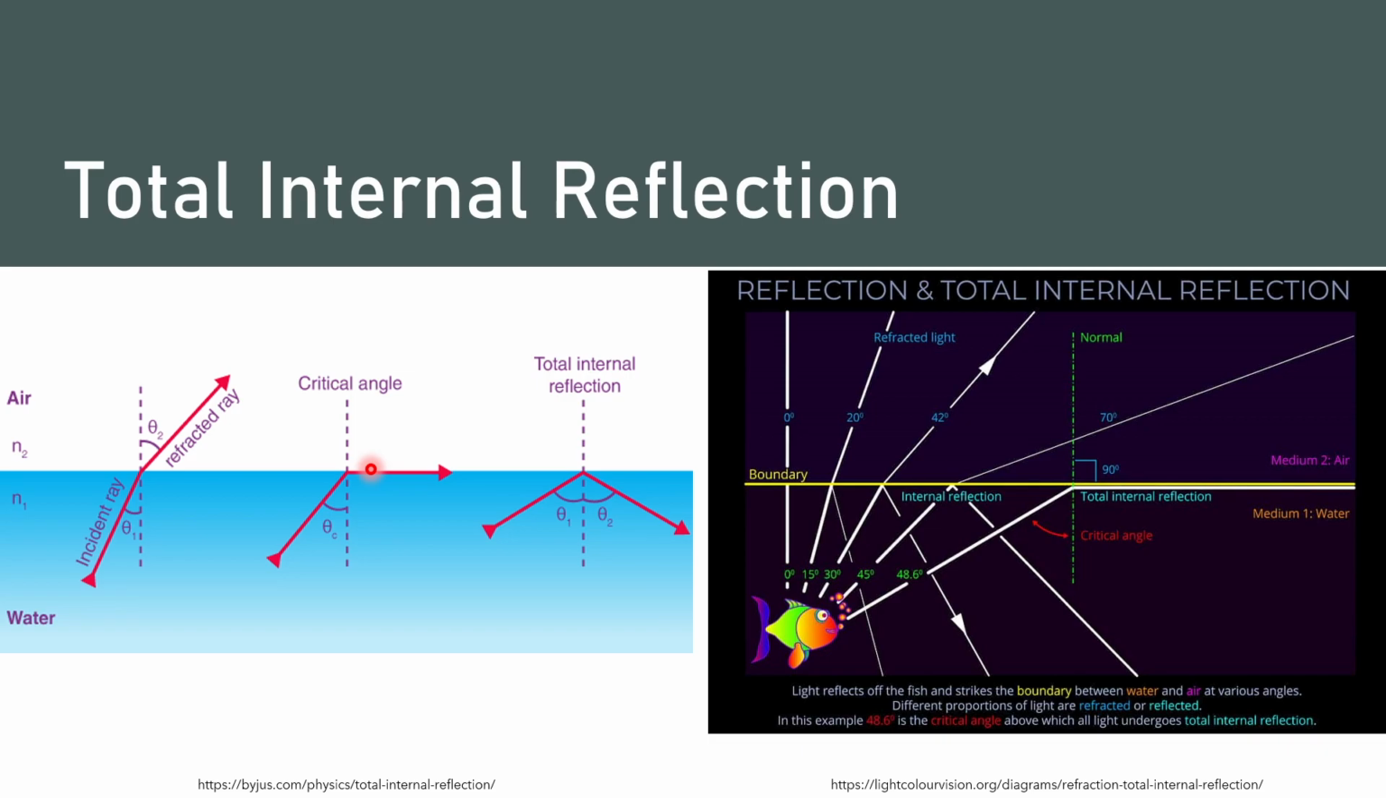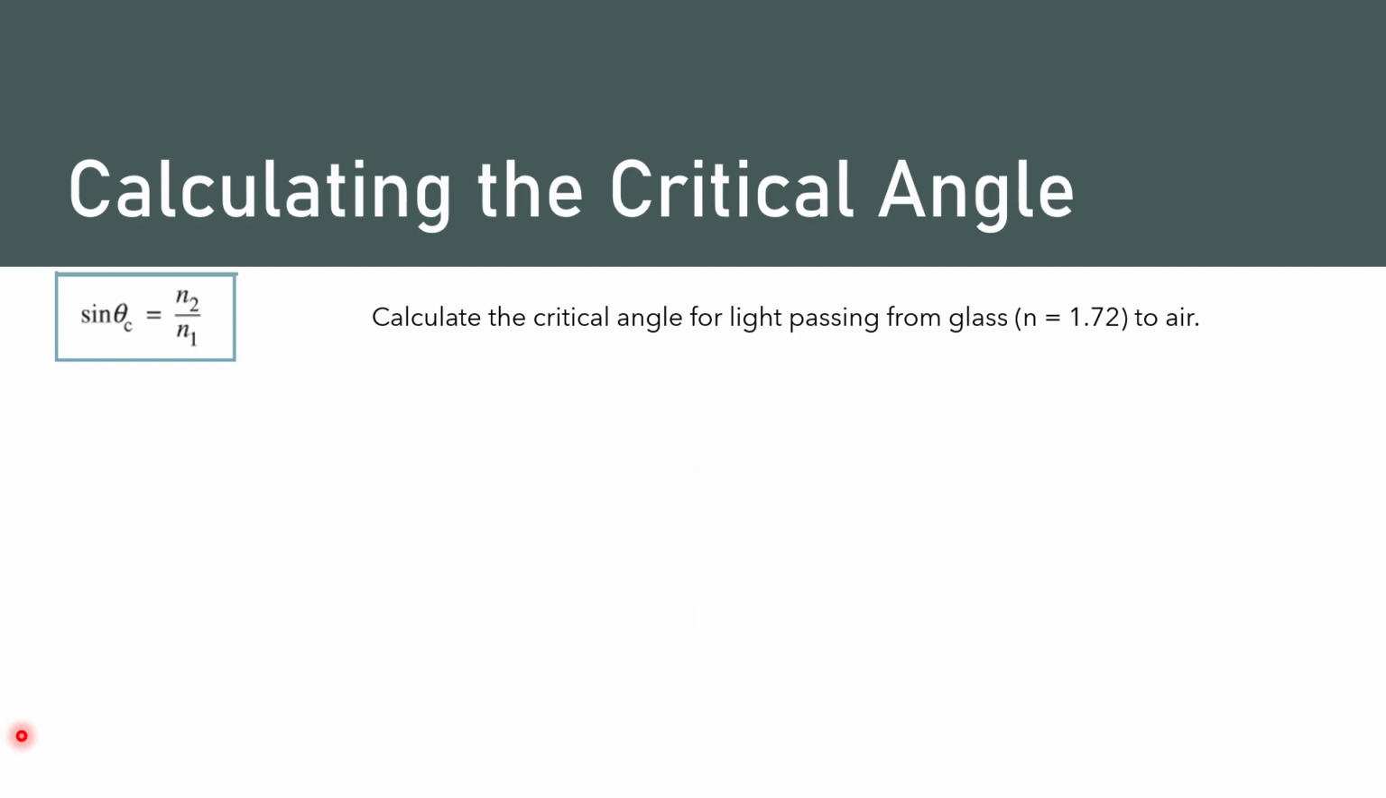Once we increase the incident ray any further than that, we observe a phenomenon called total internal reflection, in which the ray will no longer exit the medium of a higher refractive index, but instead reflect back into that medium with a higher refractive index. Today we're going to unpack the formula which allows us to calculate the critical angle for total internal reflection.